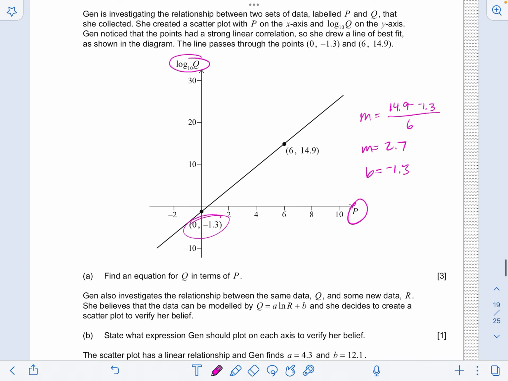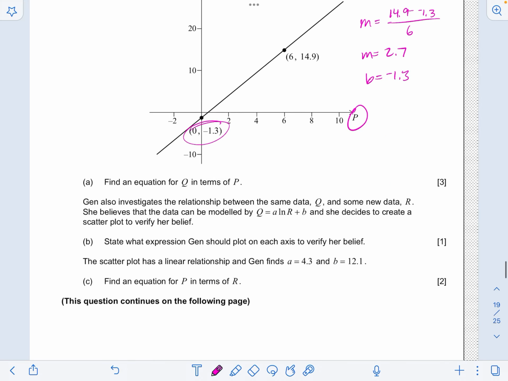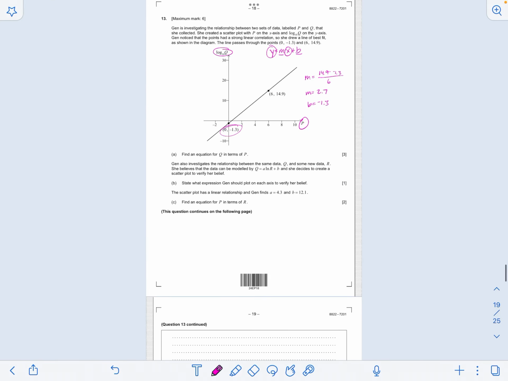Because we have a linear equation, we graph that just like y equals mx plus b. We put our m here, our b here, and we put our input variable p in the x position and our output variable log base 10 of q in the y position. So I'm going to go down here and rewrite that. Log base 10 of q equals 2.7 times p minus 1.3.